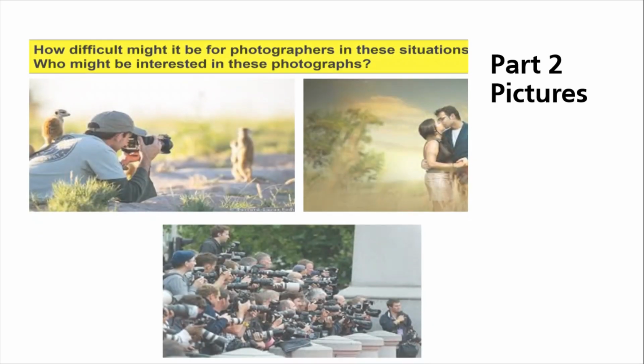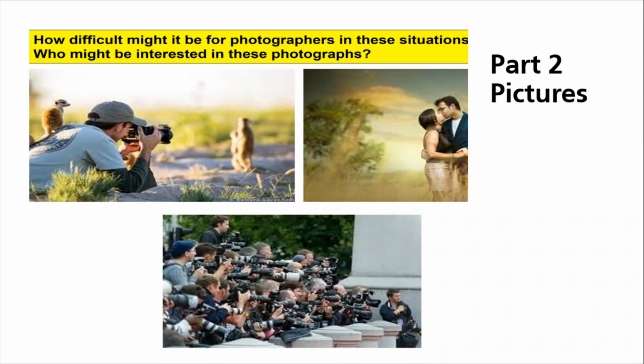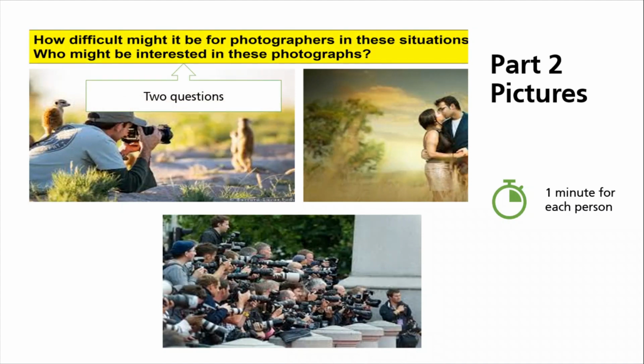Part 2 is the pictures, and what you find is an example like this where you have 3 pictures and 2 questions at the top. Each person has 1 minute to talk about their pictures, and they need to compare the pictures and answer the 2 questions. And then there is a second question where examiners expect candidates to talk for maybe another extra 30 seconds. So what can we do with this particular task?